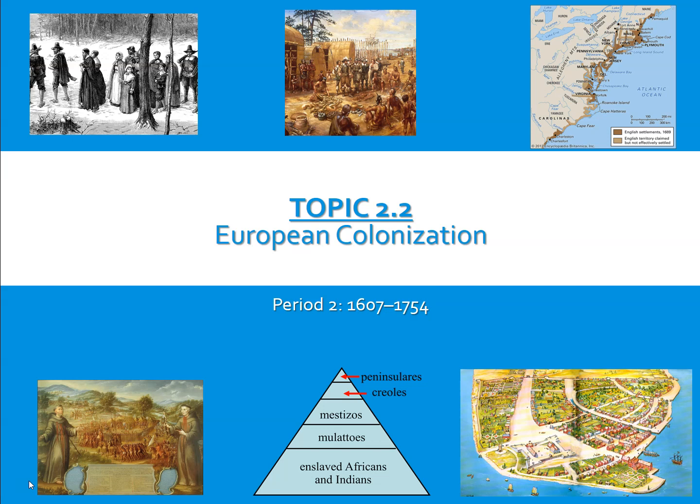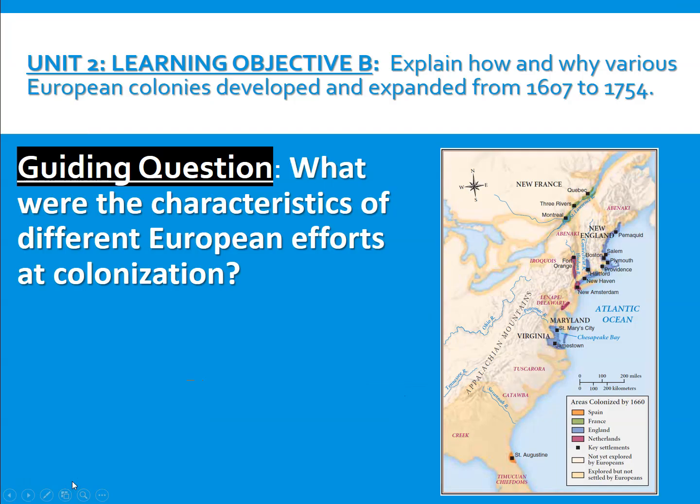So far in our curriculum, we focused heavily on the Spanish. We've also mentioned the Portuguese a little bit. We're going to branch out a little bit from that as we get into other Europeans getting into the business of colonizing, particularly in North America. So let's look at our guiding question. It says, what were the characteristics of different European efforts at colonization?